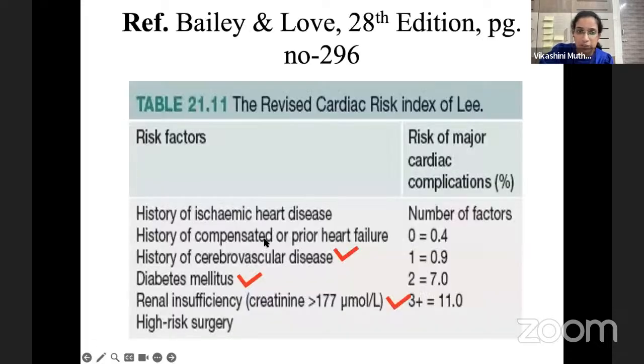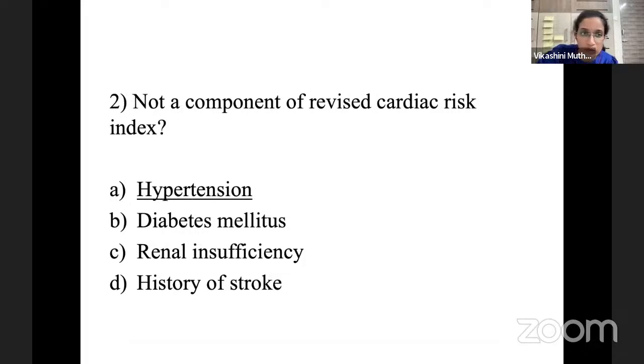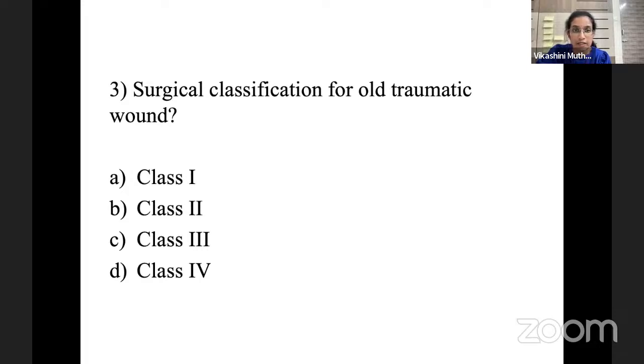Let's see how it has been inferred. If the patient does not have any of these factors, the risk that he might develop a cardiac complication is just 0.4%. If he has one of these 6 factors, he'll have a 0.9% risk of cardiac events. If he has 2, then 7%. If he has 3 or more, then the probability that he can develop a major cardiac complication is 11%. That is how it is inferred. So which of the following is not a component? Hypertension.